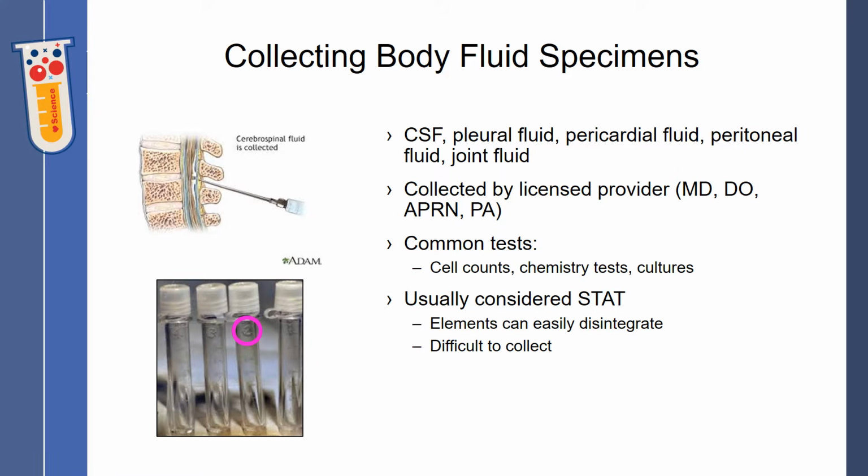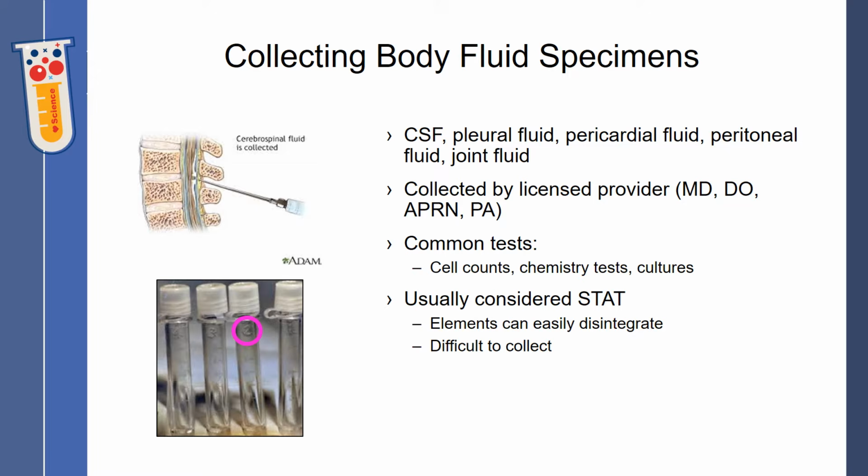Collecting body fluid specimens. Body fluids that we see in the lab can include spinal fluid, or CSF as we call it, pleural fluid, pericardial fluid, peritoneal fluid, as well as joint fluid. These are all collected by a licensed provider, unless it's something that's collected out of a drain; nursing can collect from drains. When I say licensed provider, I mean a provider on the level of an MD or a DO. Sometimes APRNs or PAs can collect these also.